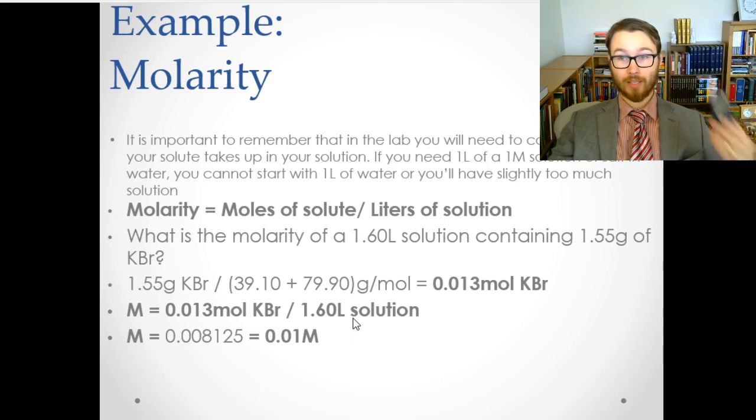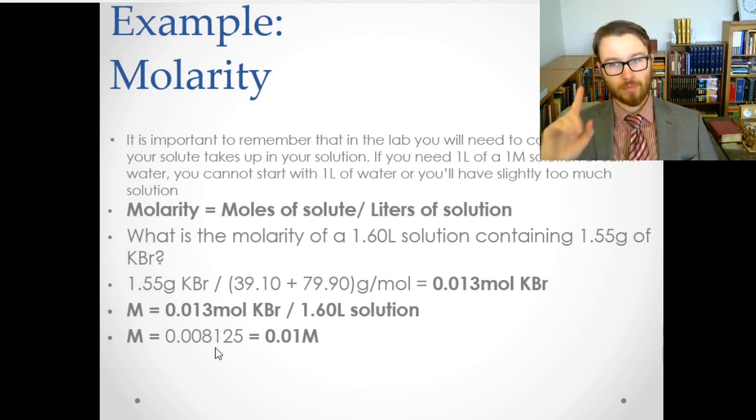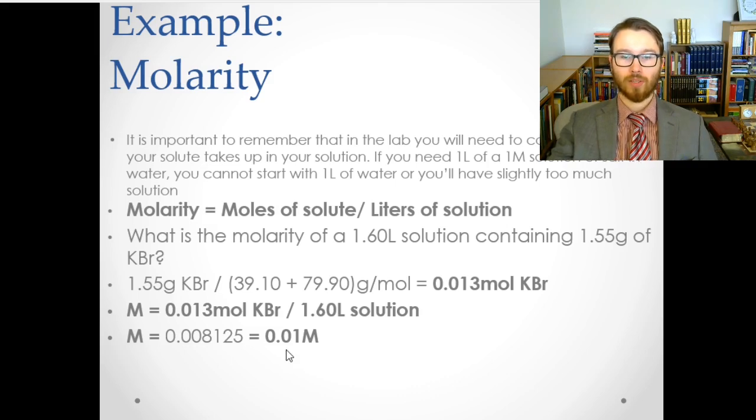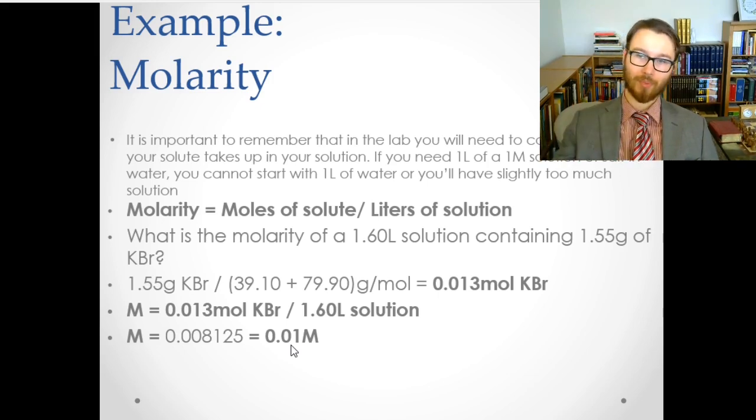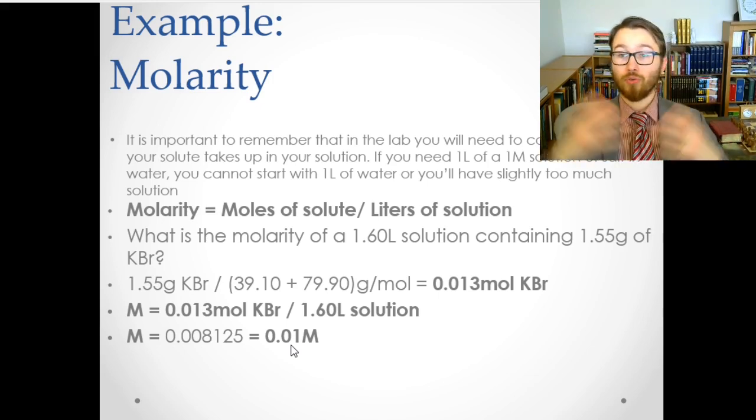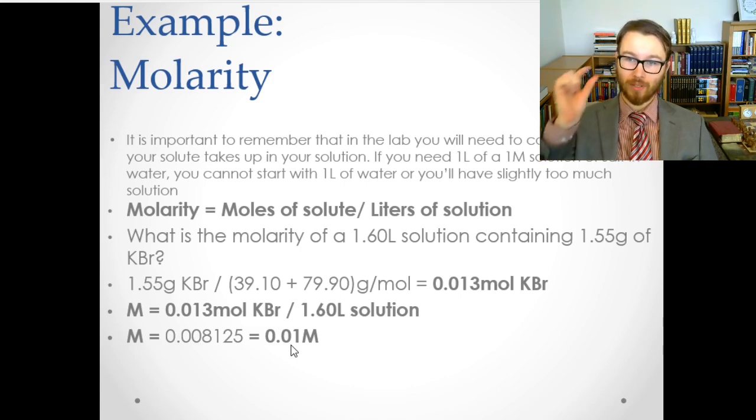And when you plug that into your calculator, in this case, no parentheses needed, you get 0.008125. Now, since we're rounding to 2 decimal places, you need to round that, so we'll get 0.01 molar. Right? The molarity is 0.01. When you talk about molarity, we use the word molar. So this solution is a 0.01 molar solution of KBr. That's what it means. The unit is capital M, where molality was a little m, molarity is a big M.